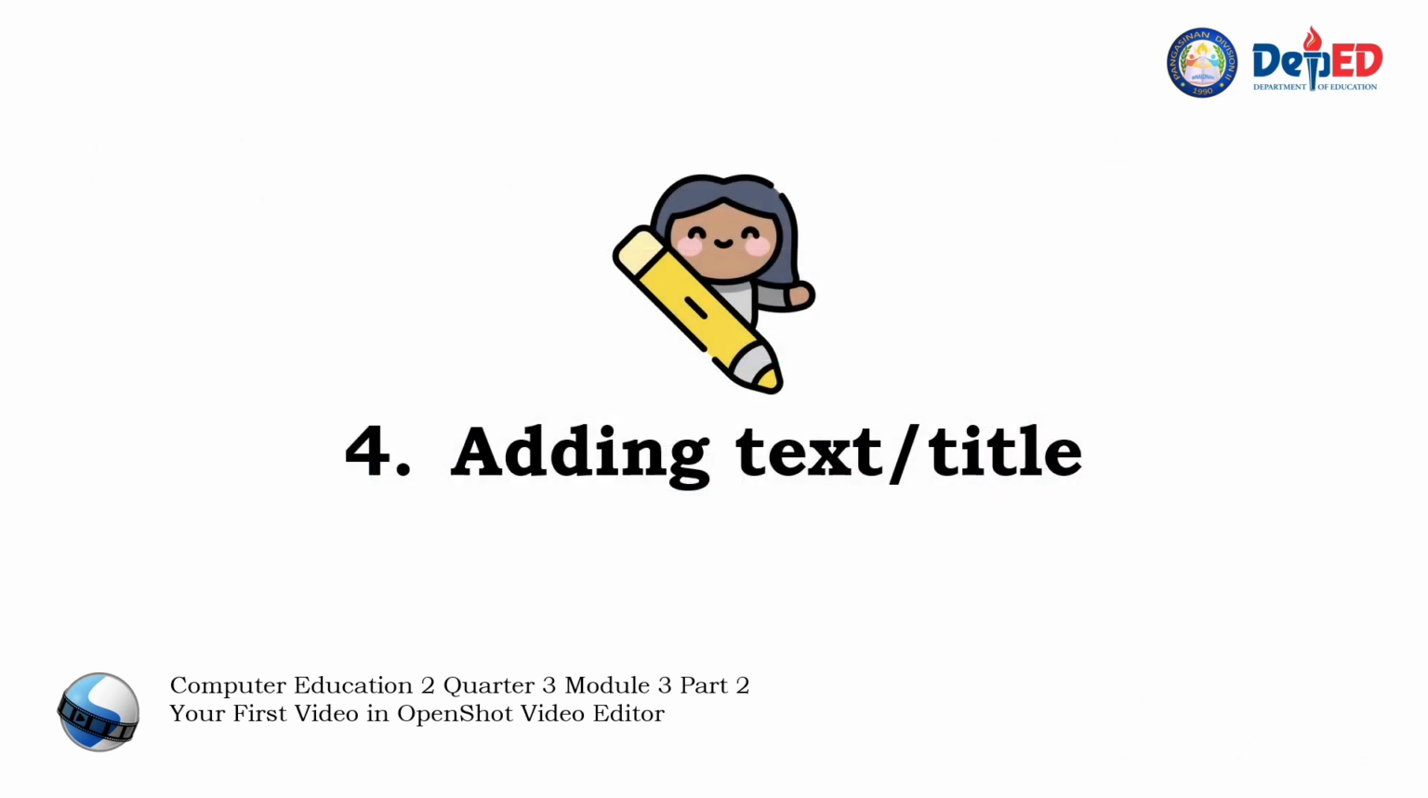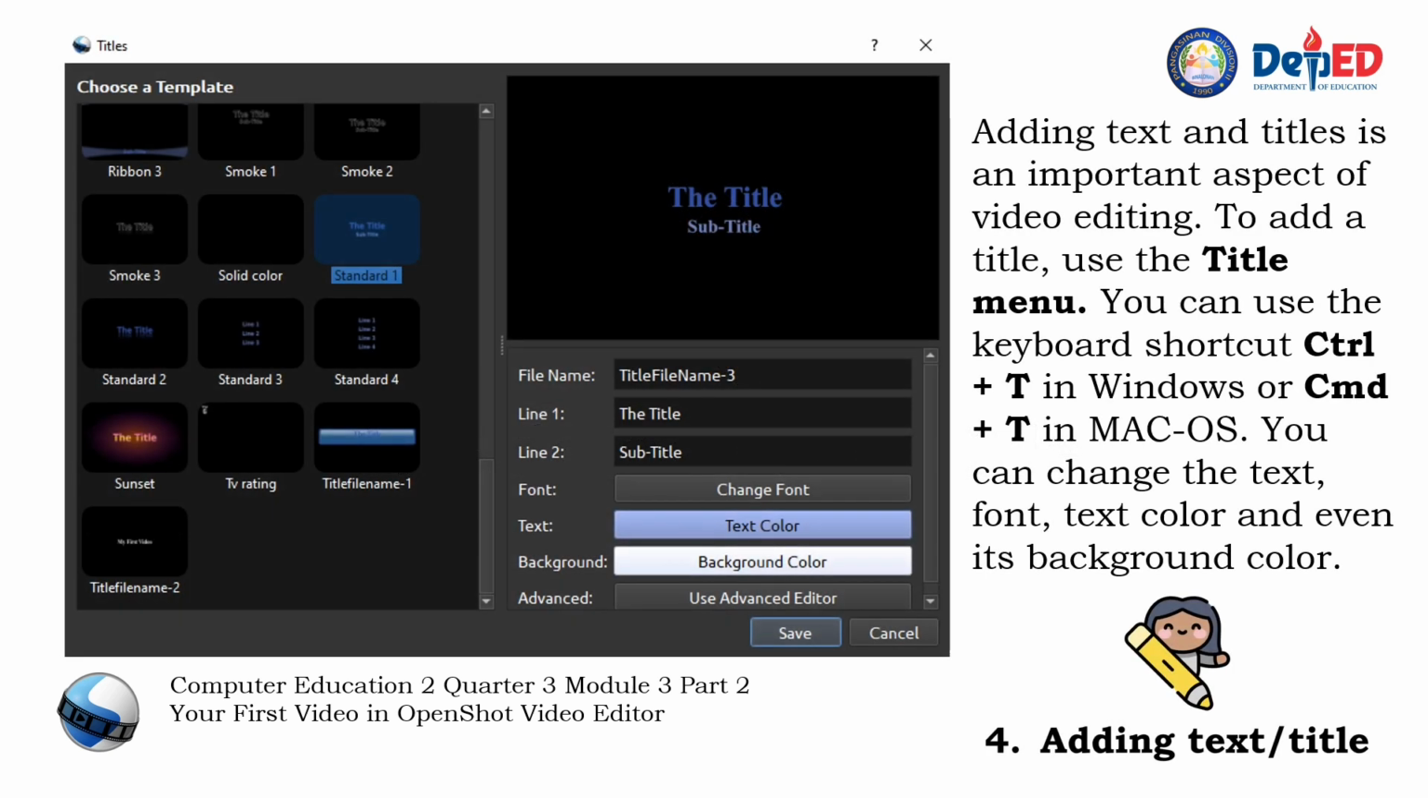Adding text or title. Adding text and titles is an important aspect of video editing. To add the title, use the title menu. You can use the keyboard shortcut Ctrl-T in Windows or Command-T in Mac. You can change the text, font, text color, and even its background color.